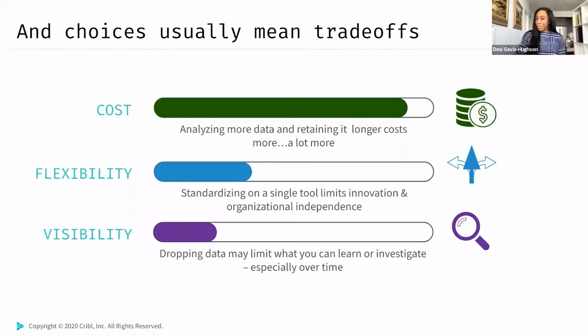And choices usually mean trade-offs. You end up playing this three-way tug of war with cost, flexibility, and visibility. The more data you analyze and the longer you retain it, the more it's going to cost you. Standardizing on a single tool is going to limit your flexibility, right? And dropping data to keep costs down, that can limit what you learn or investigate over time.